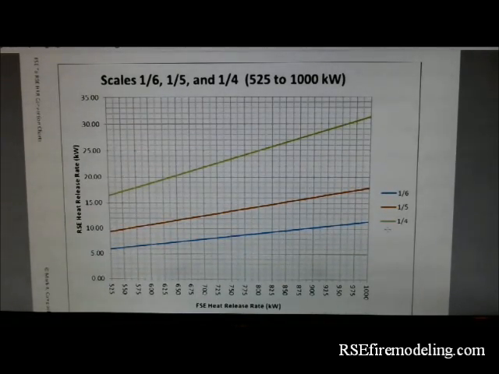But let's say you're going to model smoke movement in an atrium. And so you're going to have a heat release rate of, let's say, 875 kilowatts in the full scale enclosure. And you choose to use a 1/6 scale. So that would be our blue line. 875 kilowatts intersects the blue line at 10 kilowatts. So if you were using a 1/6 scale and you had an 875 kilowatt heat release rate in the full-scale enclosure, your reduced scale enclosure would require you to have a 10 kilowatt fire.